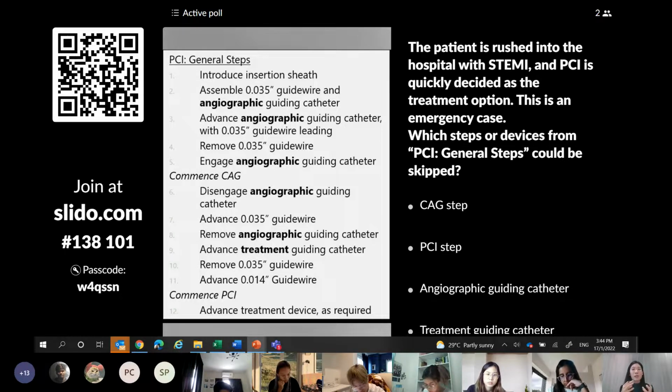The blood cannot flow down to support the heart anymore. I want to be as fast as possible. Which steps will I skip, or which device will I skip? So which one do you think? The CAG step, they just don't do CAG, they just, I don't know how, but they just do PCI? They don't do PCI, they do CAG. They don't use the angiographic guiding catheter, or they don't use a treatment guiding catheter. Which one will they miss or skip?